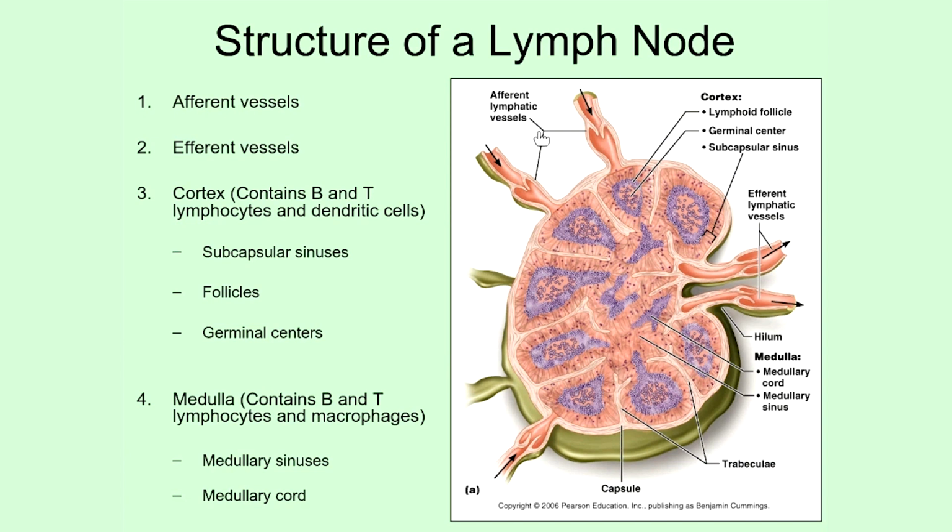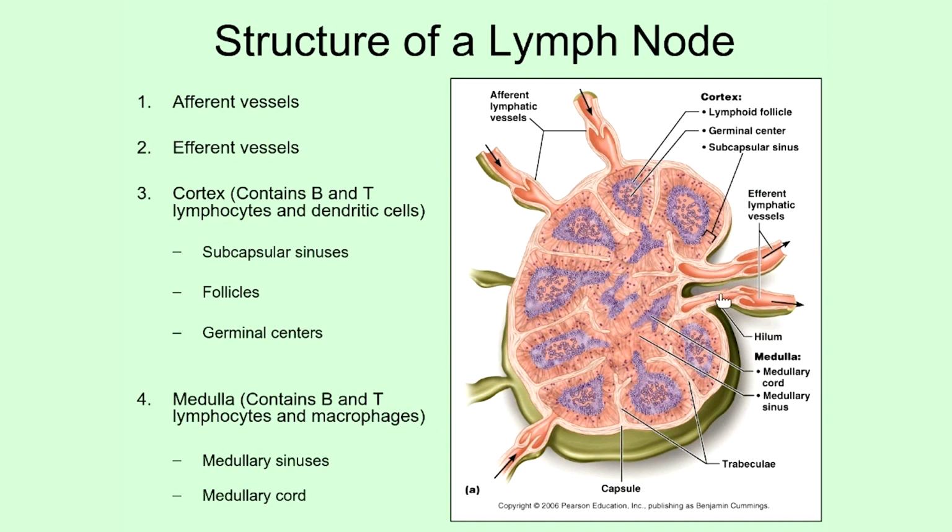The first thing that I want you to notice as you look at this lymph node is these vessels on this side, on this outer portion of the lymph node. These are what are known as afferent lymphatic vessels. You'll notice there's an arrow showing that lymph moves through these afferent lymphatic vessels in this direction. So our afferent vessels are the ones that are actually bringing the lymph into the lymph node.